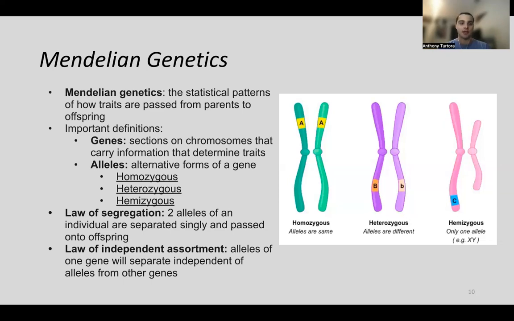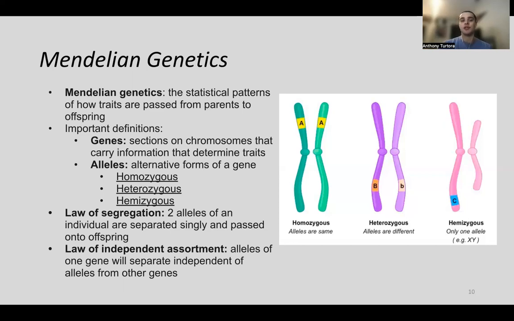Some other important concepts are the law of segregation. This is where the two alleles of an individual are separated singly and passed on to offspring. We also have the law of independent assortment, and this states that alleles of one gene will separate independently of alleles from other genes.